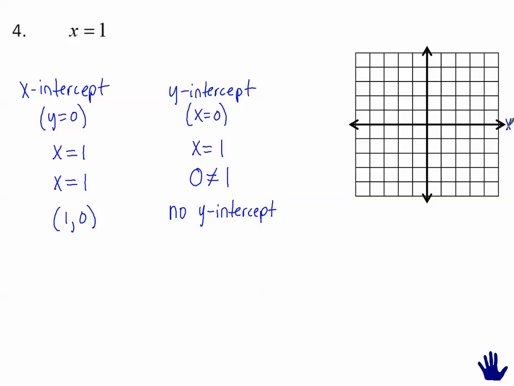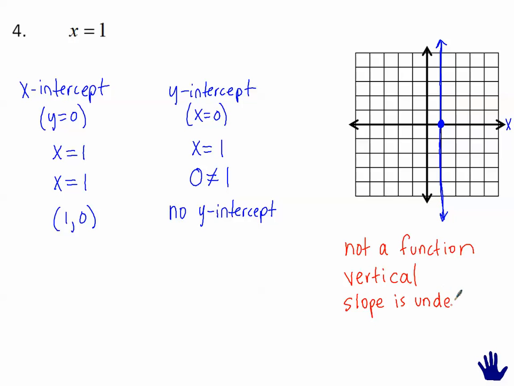Let's go to the graph. On the x-axis, I plot 1, 0, and the line can never cross the y-axis. So this will be a vertical line. It can only go straight up and down because it can never cross the y-axis. This is not a function, so I can't describe it as increasing or decreasing. Let's just remind ourselves that this is not a function. But I can describe it as a vertical line, and because it's not a function, the slope is undefined.